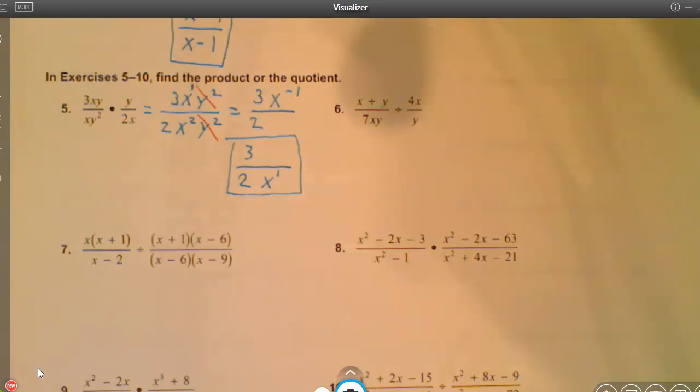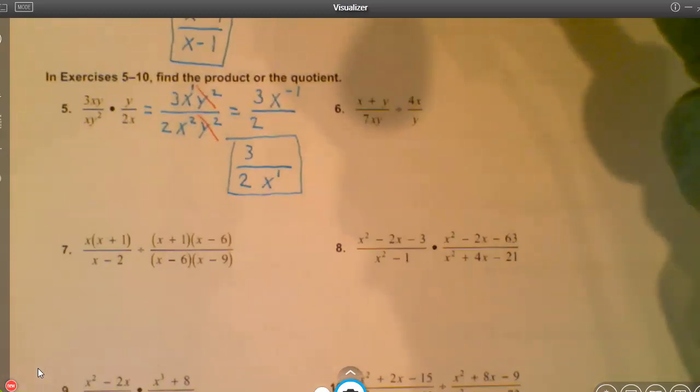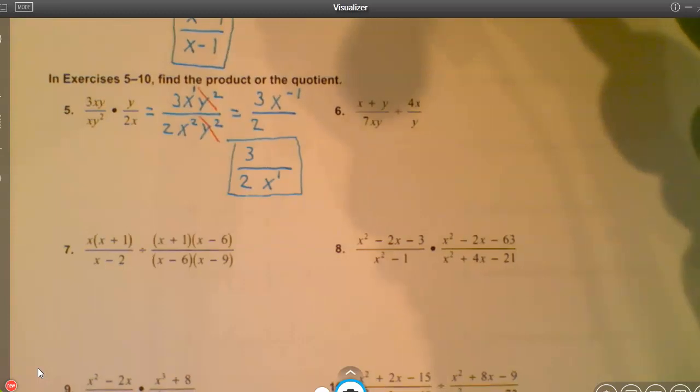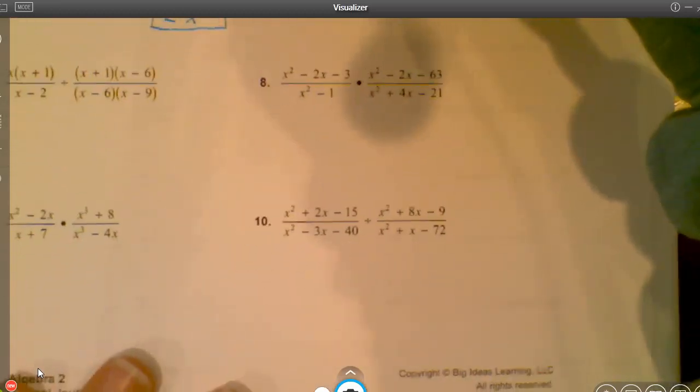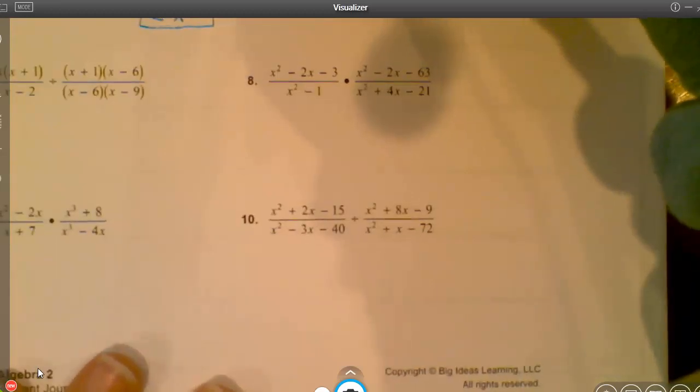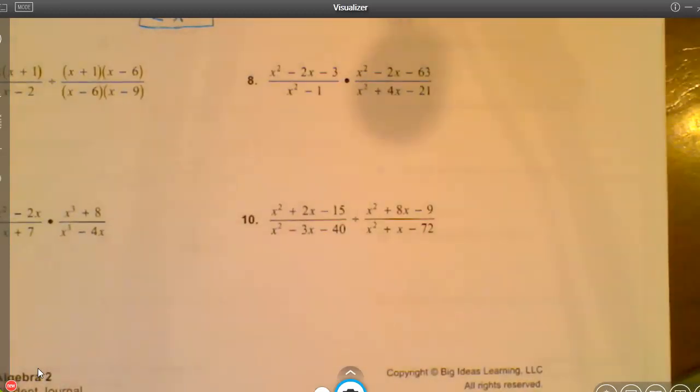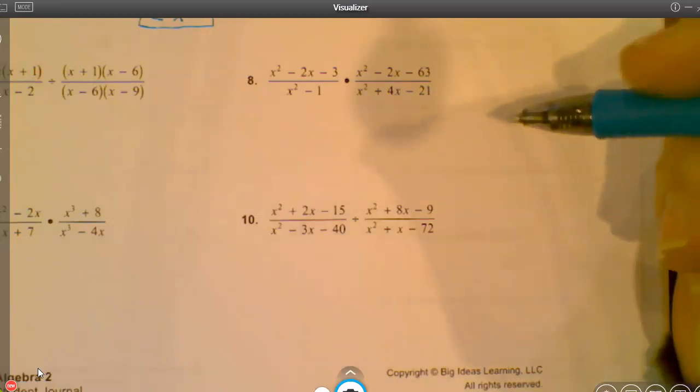All right, lesson 7.3, part 2. So, just a couple problems we got to look at here. This is multiplying, but it really is not a whole lot different than what we were doing in the previous lesson. So, it's still just factoring, looking to take out common factors.